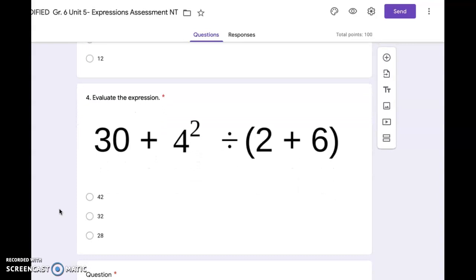Number 4. Evaluate the expression. Remember to use PEMDAS. 30 plus 4 squared divided by parentheses 2 plus 6, 42, 32, or 28.